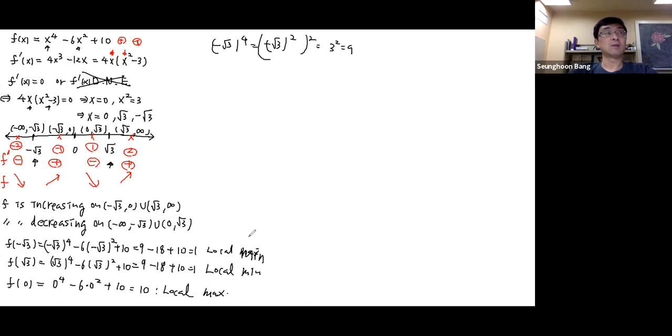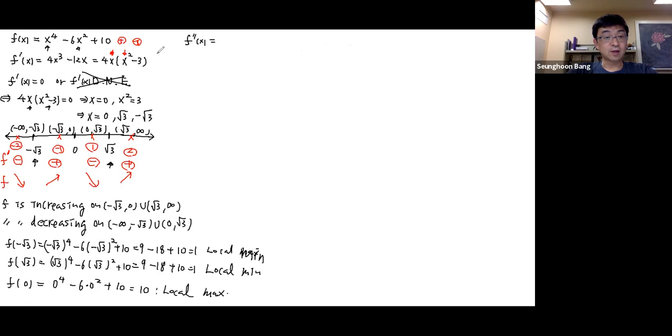You can just solve 4, 5, 6: concave up, concave down, and the inflection point. How can you solve this problem? I erase it here. We can use the second derivative. You can calculate the second derivative.